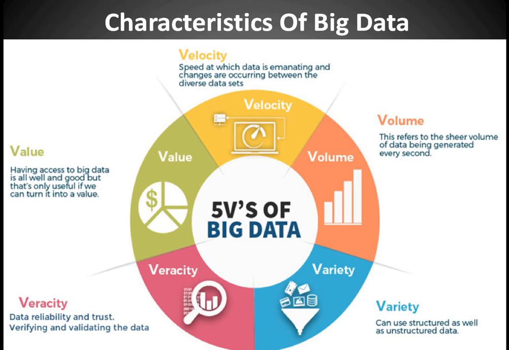And velocity. What is velocity? The speed at which data is generated and changes occur between the diverse data sets. Every minute data is coming out from the world, from the web, everywhere. That's velocity. These are the 5 V's of big data: volume, variety, veracity, value, and velocity. This is the 5 V characteristics of big data.